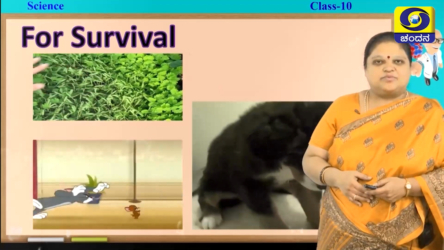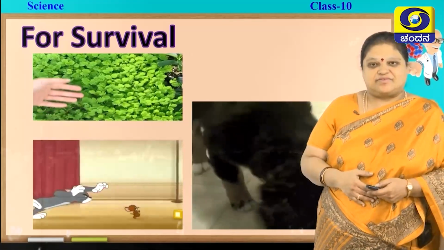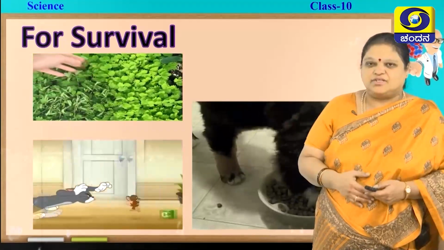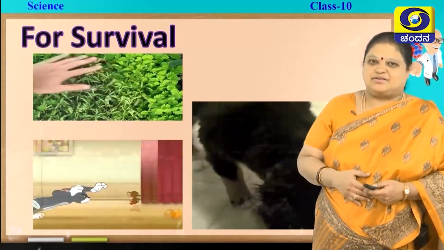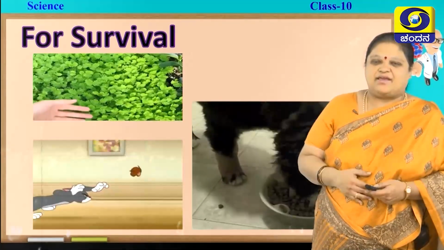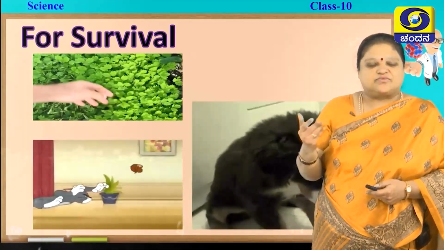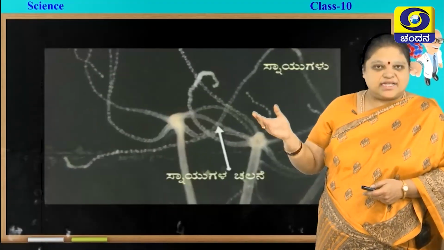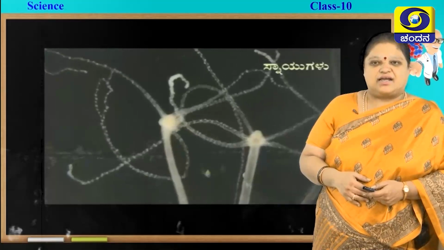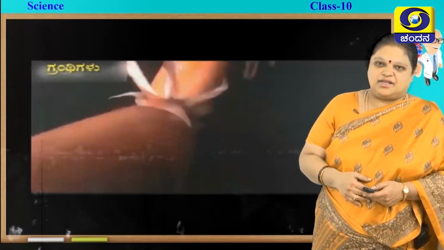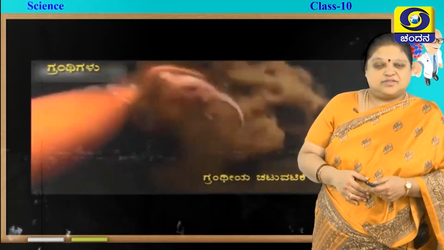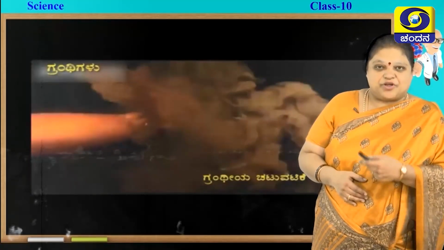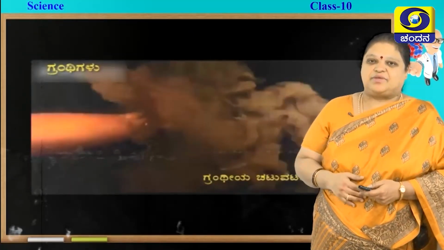What may be the reason for all these movements? See, these movements are mainly for survival. Some are in search of food, some are responding to the stimuli, some are hunting the prey. So, all these are different types of movement taking part. You can see some more. Here a hydra is moving its tentacles, and here another animal is producing ink to escape from the enemy. So, sepia is producing ink to escape from the enemy.